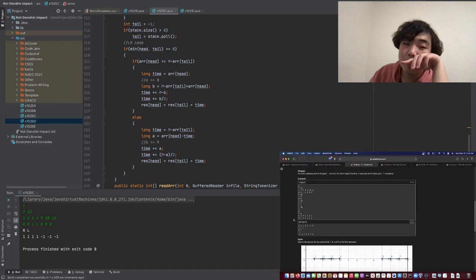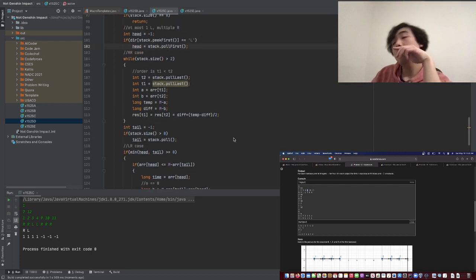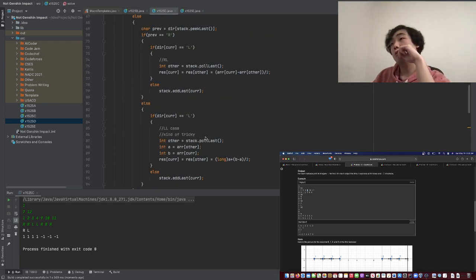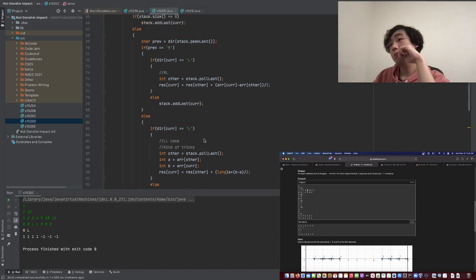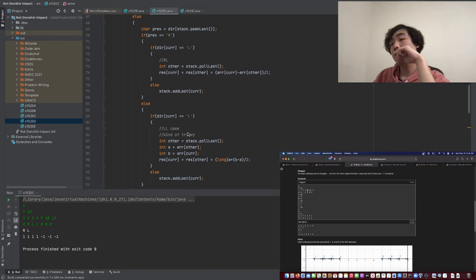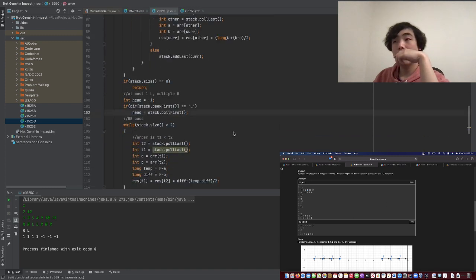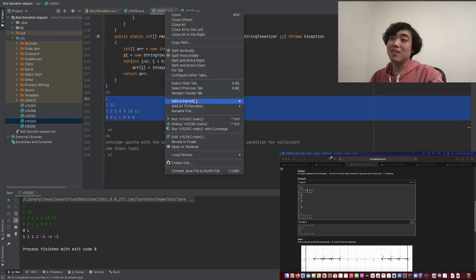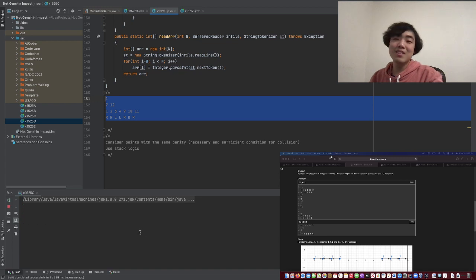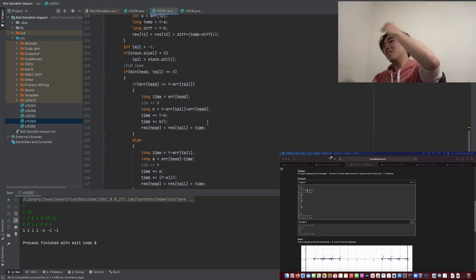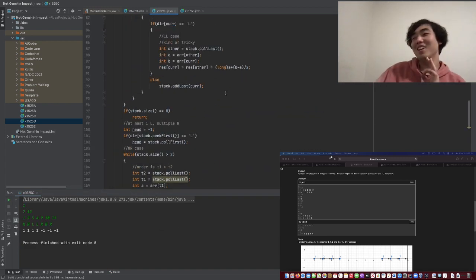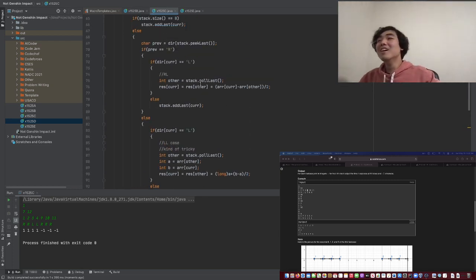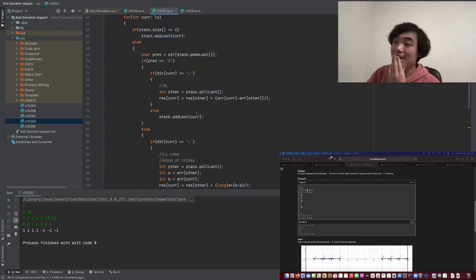What's happening here? Okay, I'm saying that 9 and 11 don't collide, which is clearly not true. Good God. I still can't believe that happened. I wasted like a solid 10 minutes trying to debug that part. Oh my God.